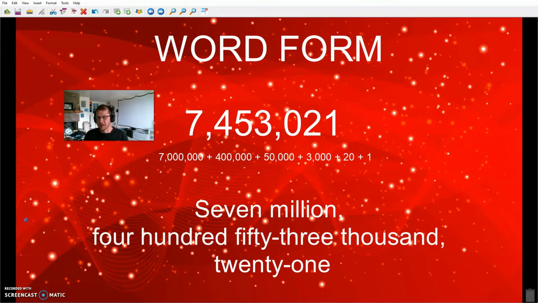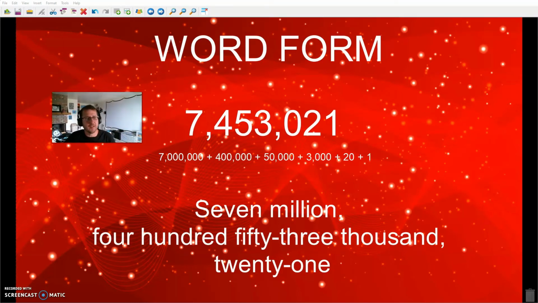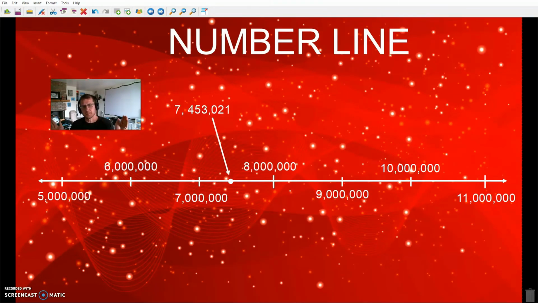And then 21. Now notice there is nothing in the hundreds. If I'm expanding it out, I don't have to put 0 hundreds because that just means nothing. Or down in my word form, you notice I don't have 0,121. It's just 21. If I have a 0 somewhere in my number, I don't have to expand that out. I just have to know that that 0 is holding a place where there is no value in that place.